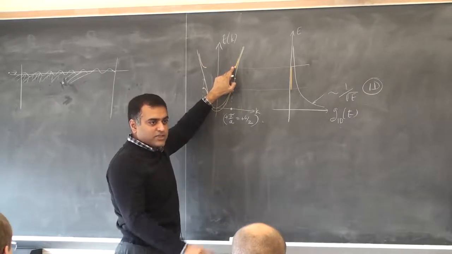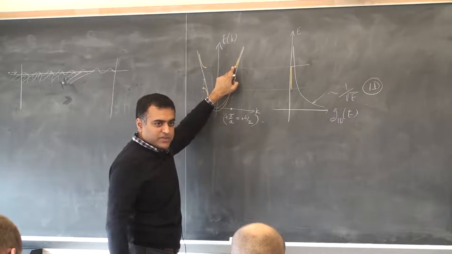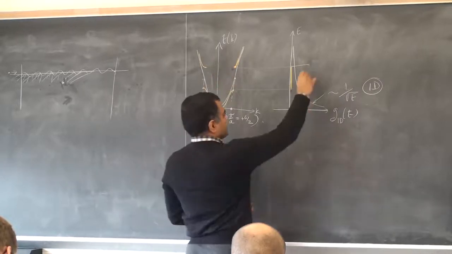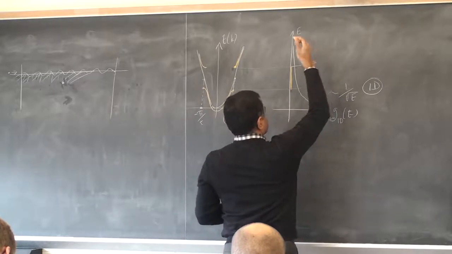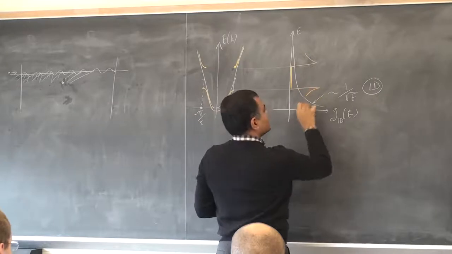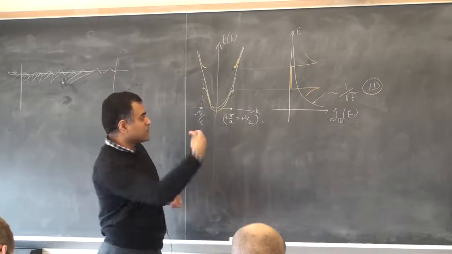It'll also go as 1 over square root of energy because the problem is still one-dimensional. It has really not changed from that perspective. It's still one-dimensional, right? So it kind of goes down like that. And interestingly, on this side, it will go this way as 1 over square root of energy.